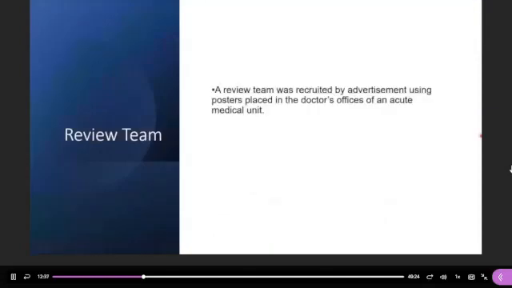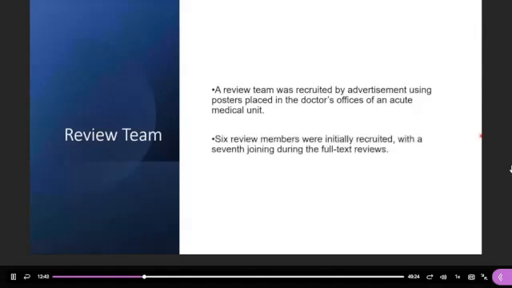A review team was recruited via advertisements placed using posters in a doctor's office on the acute medical unit. Six review members initially joined, with a seventh joining during the full text assessments. The split between nursing staff and medical staff was 50-50.